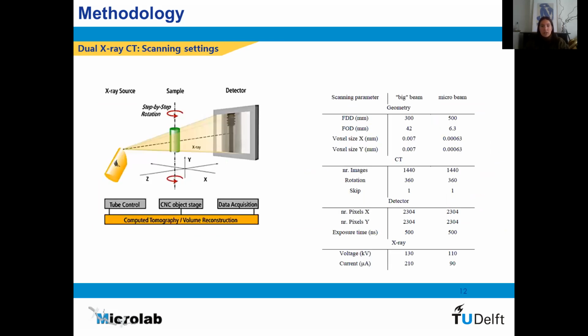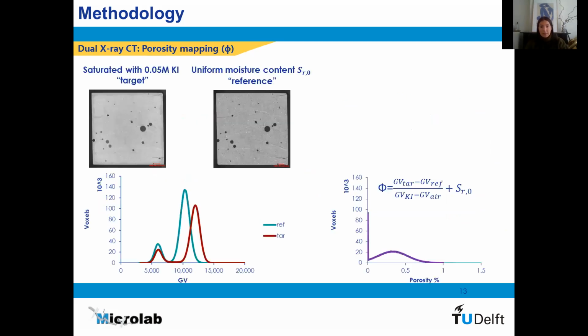I just wanted to show you here the settings of the scans. So basically, I just wanted to show you the different resolutions that we could obtain with the different samples. For the macro beam, we had 7 micrometers of resolution, whereas for the micro beam, we had 0.63 micrometers.